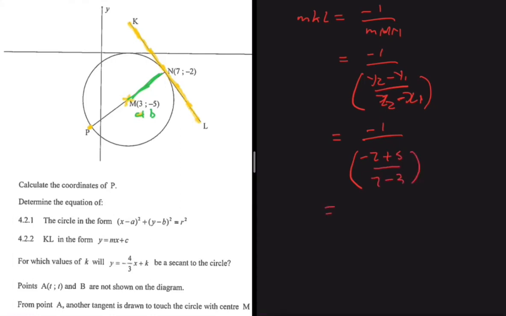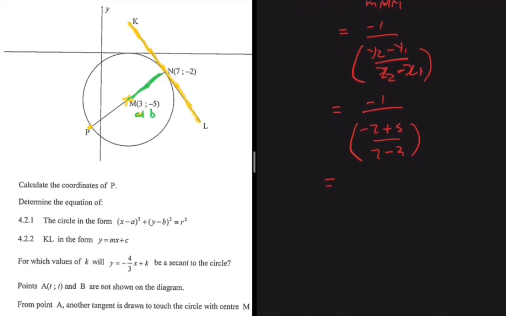And then now let me just put that in my calculator real quick and see what I get. So I have 3 basically, and then divided by 4, right? So yeah, the gradient of KL is minus 4 divided by 3, right? So now we can say that y is equal to minus 4 divided by 3x plus c.